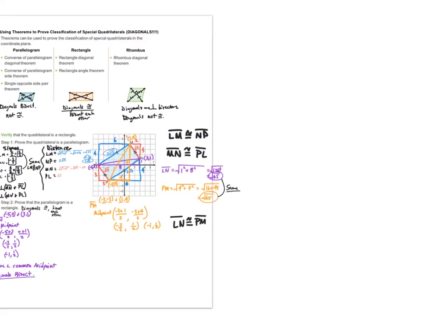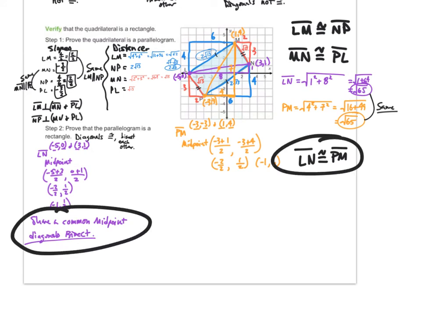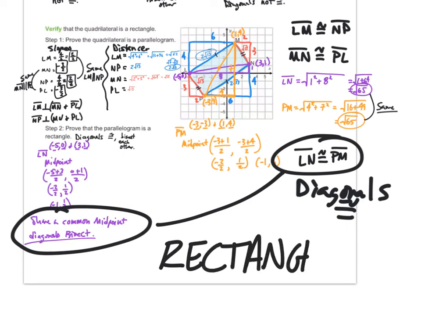So what I know is that the diagonals bisect. They share a common midpoint, so they bisect, and the diagonals are congruent. Okay, so the diagonals are congruent. The diagonals bisect each other. That means that with these two things, you have a rectangle.